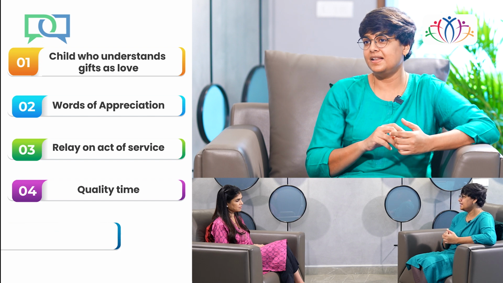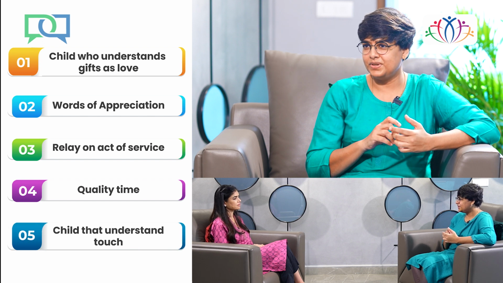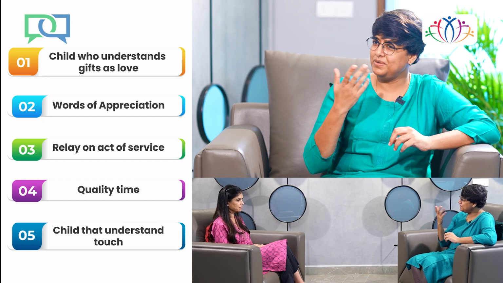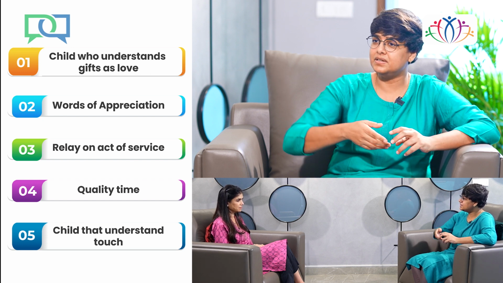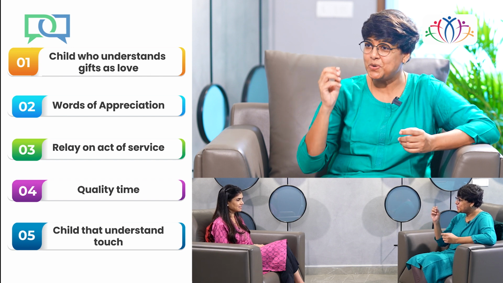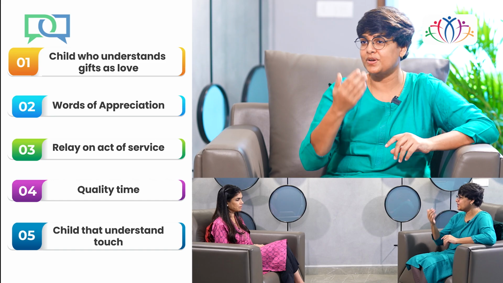And the fifth is the child that understands touch. They're the ones that need the hugs, they need to hold your hand, and even in school, these are the kids that will be so excited that the teacher's sari touched them. So children who understand touch also require touch. So these are the different kinds of ways they like to receive and understand love.